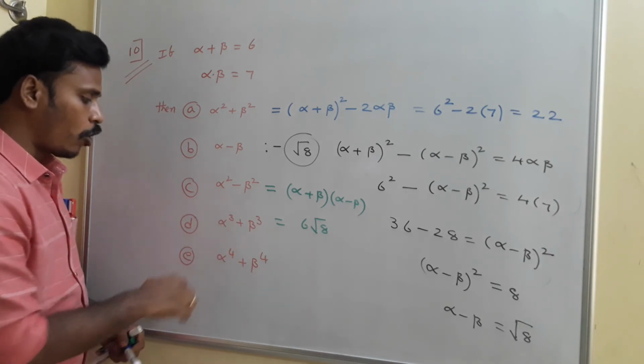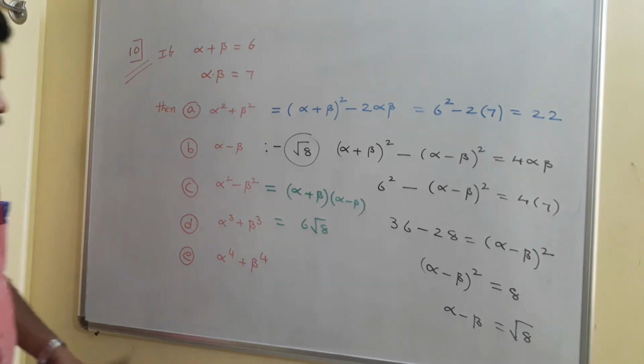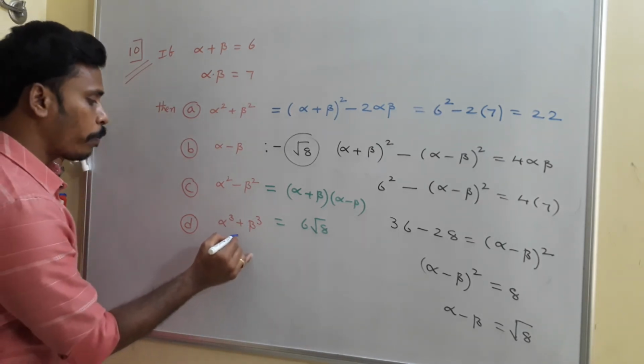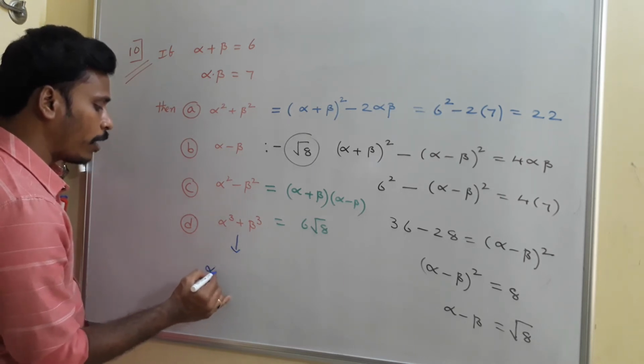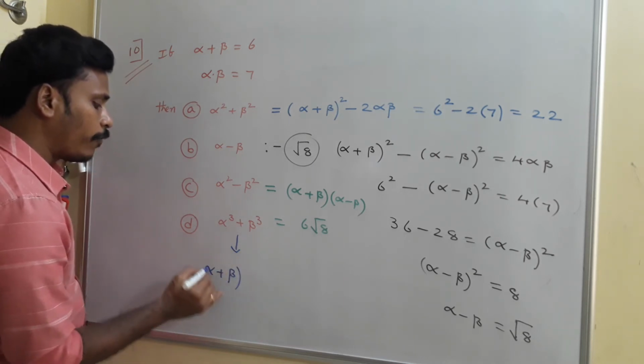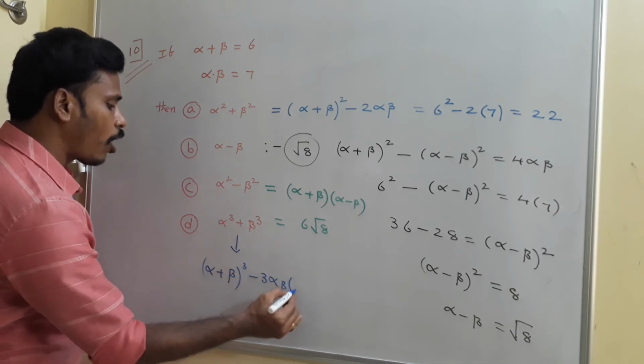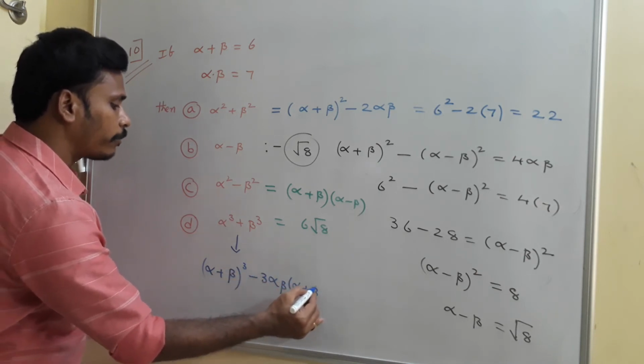Okay, in the next step, let's look at alpha power 4 plus beta power 4. Okay, I am erasing this for the space concern. And now alpha cube plus beta cube, we just told the formula, what is it? Alpha plus beta whole cube minus 3 alpha beta of alpha plus beta.